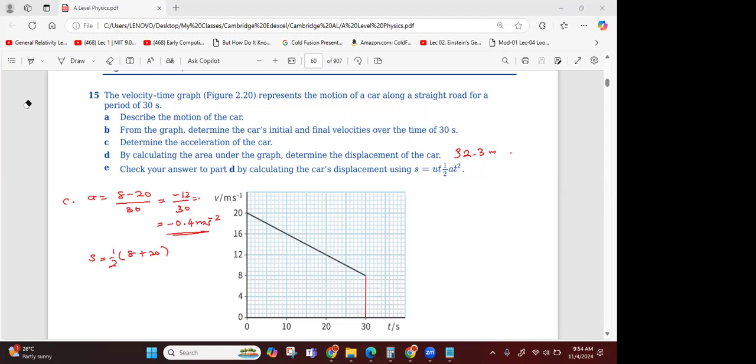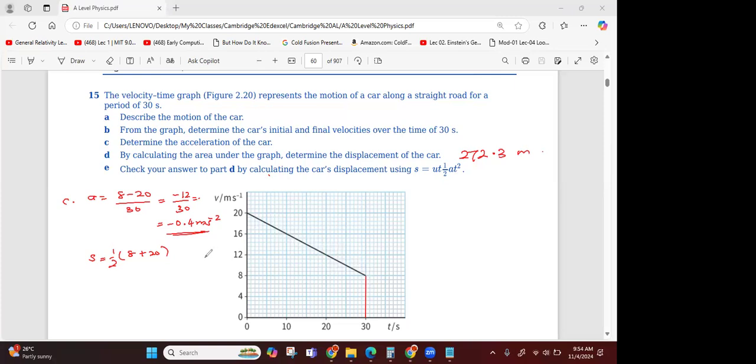It's 272.3. What's the answer? 272.3 meters. Is that your answer?